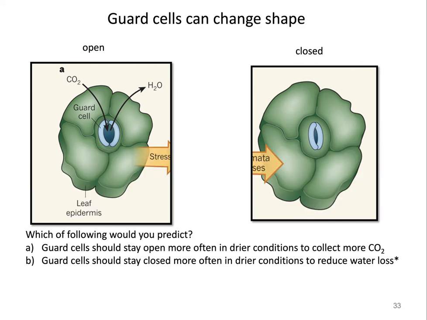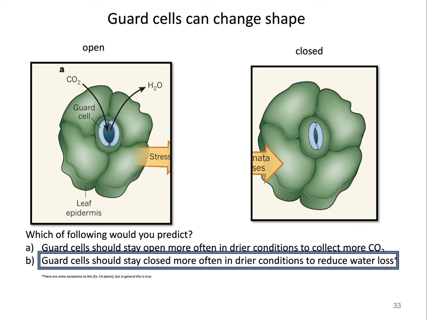So given this idea that guard cells can change shape, and this sort of trade-off, which of the following would you predict? All right, so if you said B, guard cells should stay closed more often in drier conditions to reduce water loss, that is generally the case.